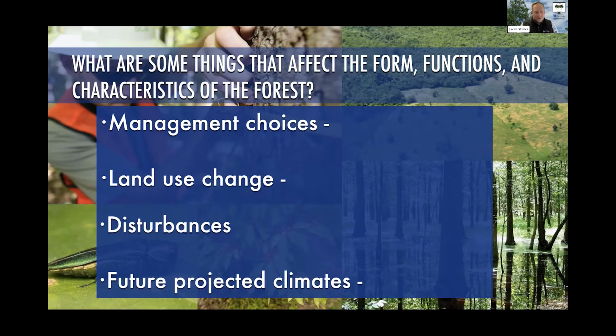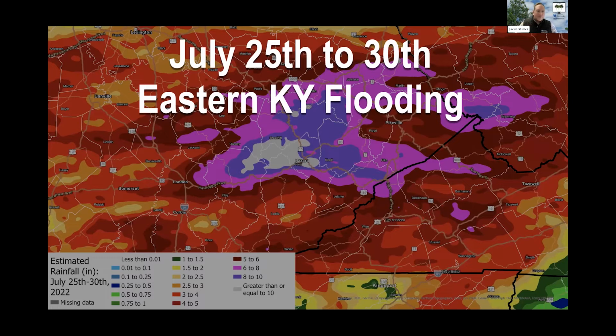And those are things that we are doing. So I don't think I could talk about disasters without mentioning the Eastern Kentucky flooding that occurred in late July and early August of this year. And it was a historic amount of water, of rain that fell in Eastern Kentucky.